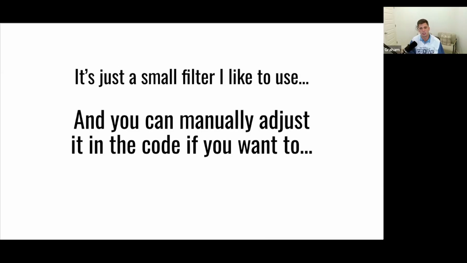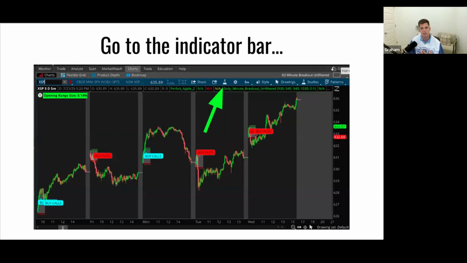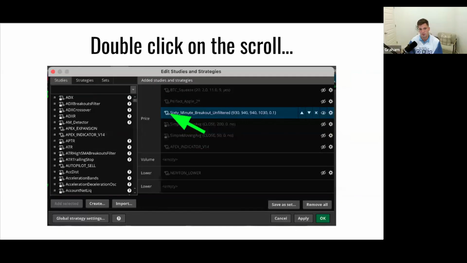Now, this 10-cent rule is just a small filter that I personally like to use, and you can manually adjust this in the code if you want to. So if you don't like it and you just want to trade the true range, what you would do in Thinkorswim is go right here to that little beaker bottle where your indicators are. Again, this is recorded, so if you want to do this later, feel free to do that. So hit that beaker bottle, and then you'll see your 60-minute breakout indicator. There's a scroll next to it. Just double click on that scroll.